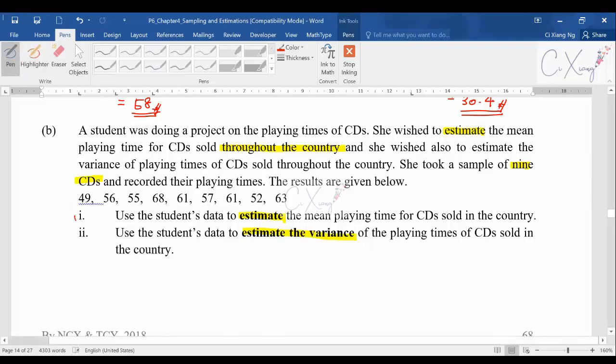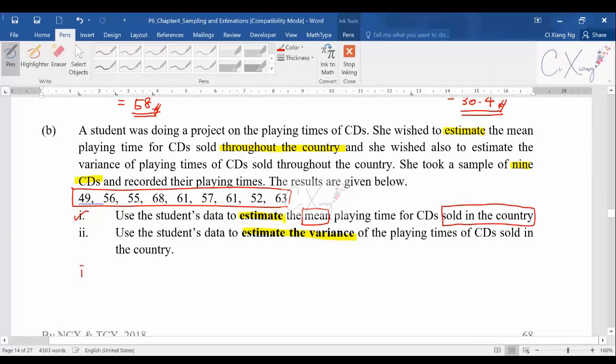All right, so let's say I start with part number 1, use the students' data to estimate the mean playing time for CDs sold in the country. So she said, okay, use the 9 CD here to estimate the mean for population.